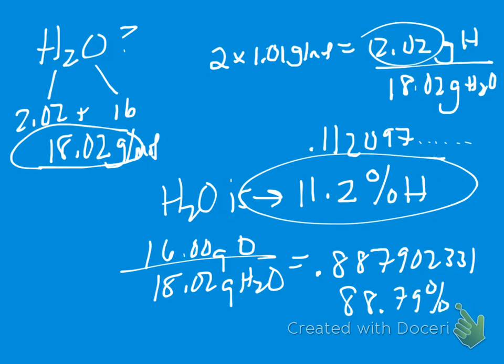88.79% oxygen in water. Okay. Clear? Fairly straightforward? Okay.